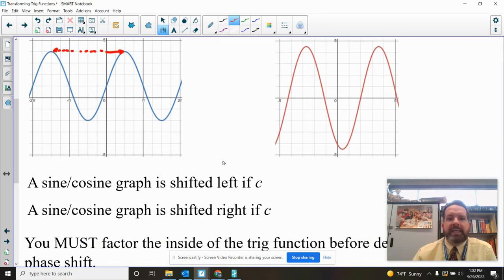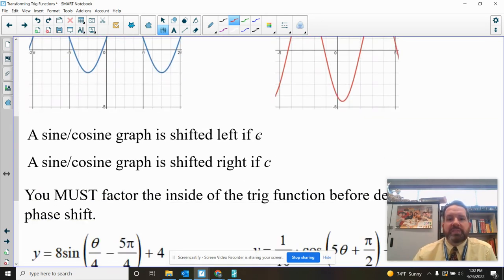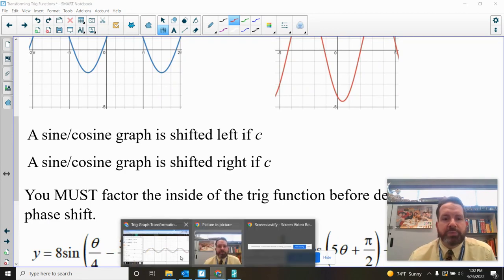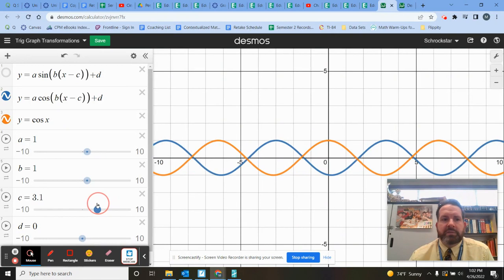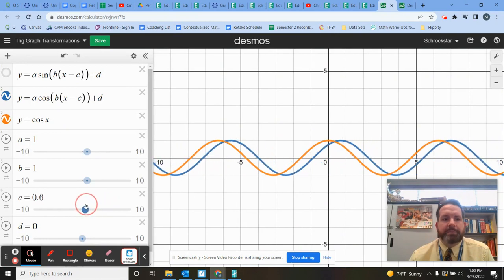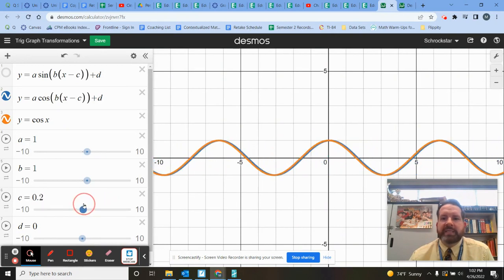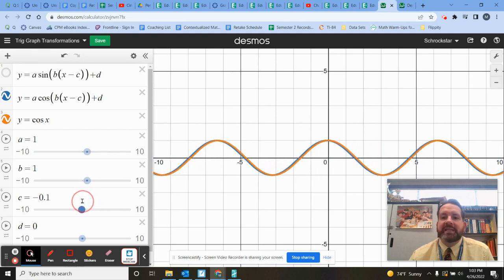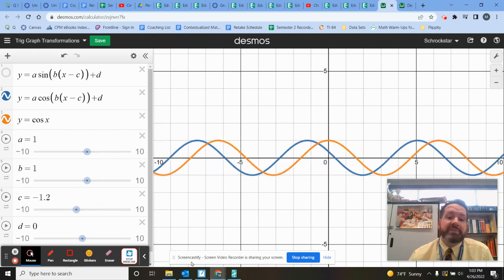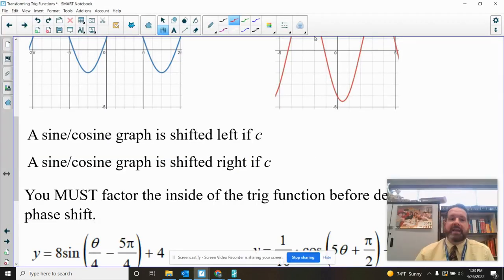Okay, let's now examine which type of C's move us left and which type of C's move us right. So with a little bit of experimentation, starting from 0 for my C, if I make C positive, it moves to the right, and if we make C negative, it moves to the left. It really is as simple as that. So you shift left if your C is negative, and you shift right if your C is positive.